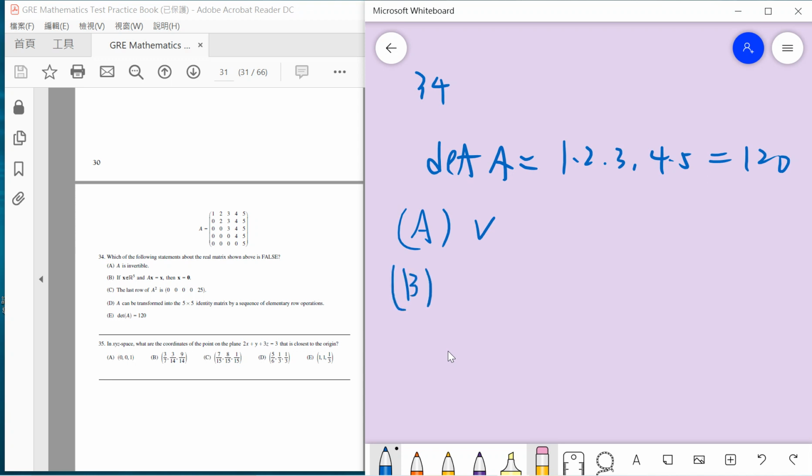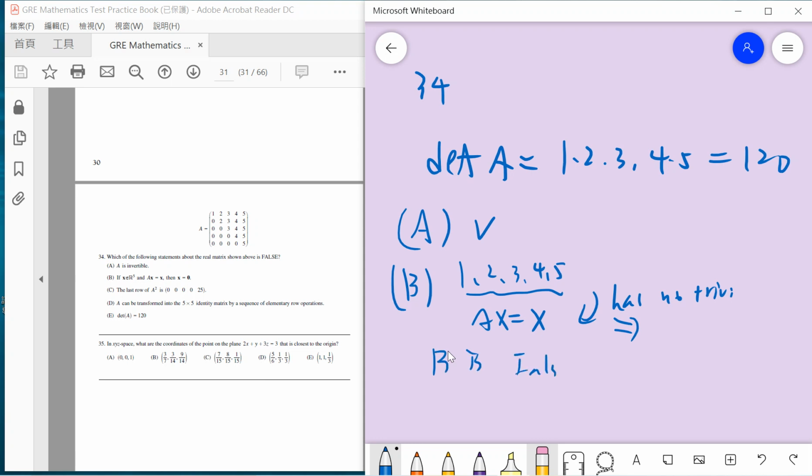And the B, what is the eigenvalue? 1, 2, 3, 4, 5. So AX equals to X has non-trivial solution, since 1 is the eigenvalue of A. So B is false. Okay, we already know the answer. And the C, you just calculate A squared by yourself. So C is fairly easy. And the D is also easy. You can do the Gaussian elimination by yourself. And the E is also easy. We already know determinant A is 120. So the answer is B.